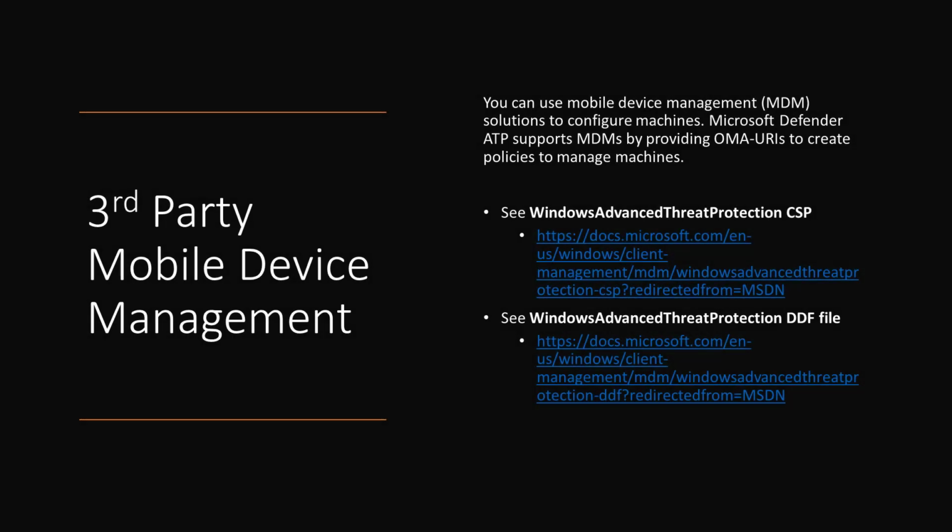Now, if you are using a third-party MDM provider, not a problem. Use the links on the screen for the custom CSP and DDF file so you can onboard Defender ATP for those endpoints on that third-party MDM. So go ahead and pause the video and check out those links if you need to.